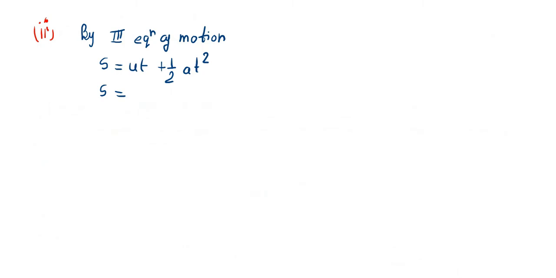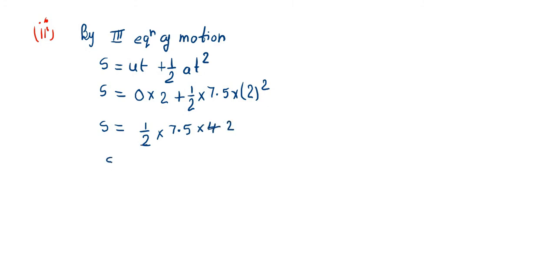By placing the values, u is given as 0, time is 2 seconds, acceleration we have found is 7.5, and time is again 2 square. Solving, we will have 1 by 2 into 7.5 into 4. Now the distance travelled by the car is 15 meter.